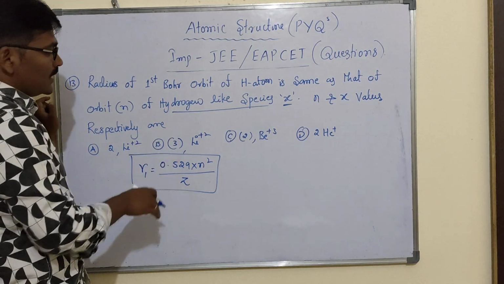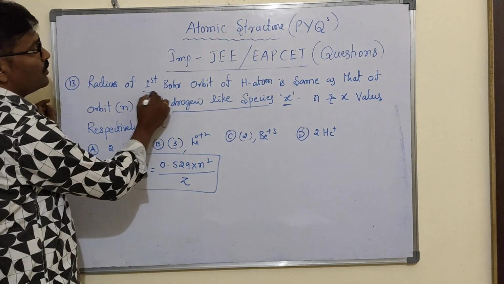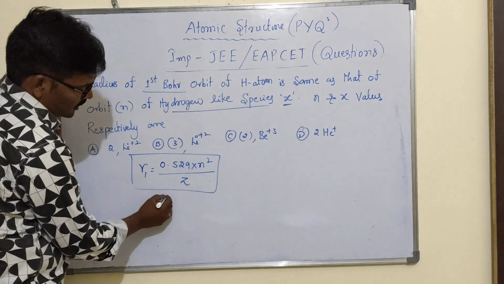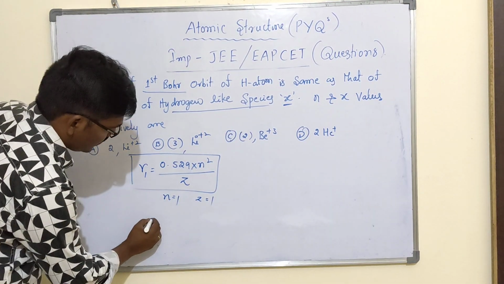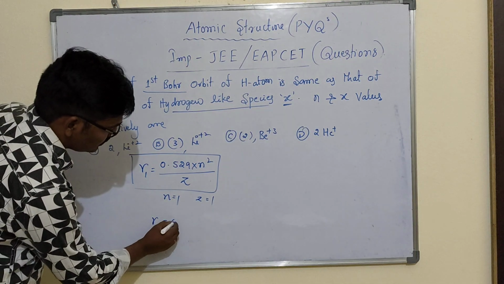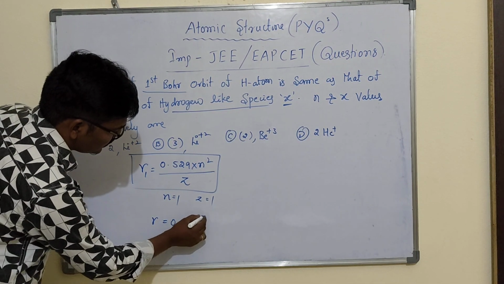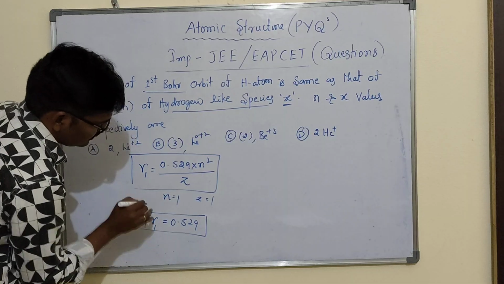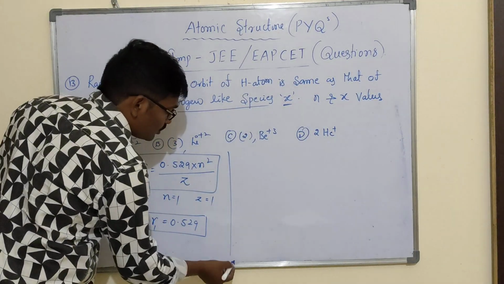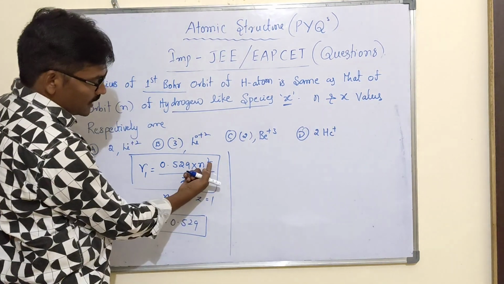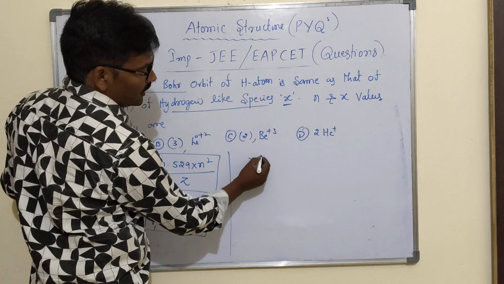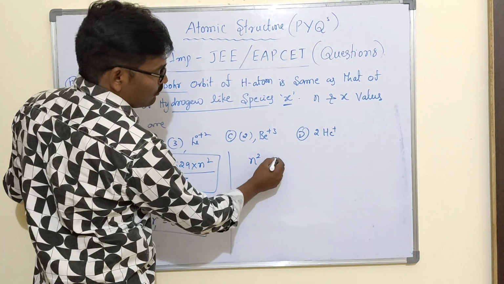Then for hydrogen like species, in the first orbit, the n value we get is 1, then z value is 1, then radius of first orbit of hydrogen atom is 0.529, right? Clear? Now for hydrogen like species, the only one condition you have to remember is that n square and z value should both be equal. N square is equal to z.